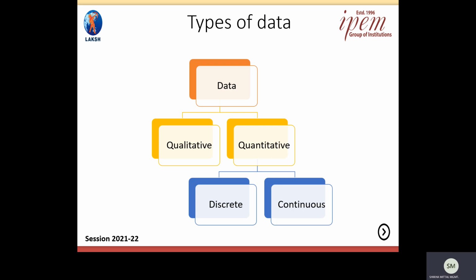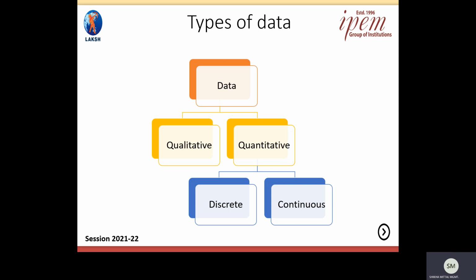Next is types of data. So basically data is divided into two types, qualitative and quantitative. Qualitative is that which we cannot measure in numerical terms, right? For example, honesty, beauty, intelligence, which we describe based on the attributes or features. The second one is quantitative, which we collect in the form of numbers. Quantitative data is again divided into two types, discrete and continuous.